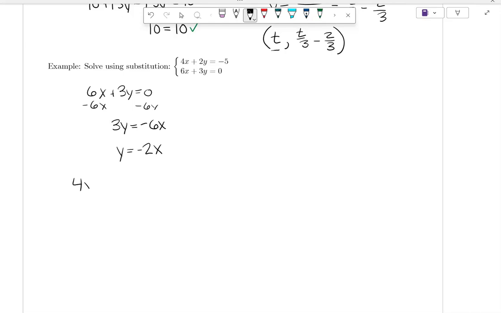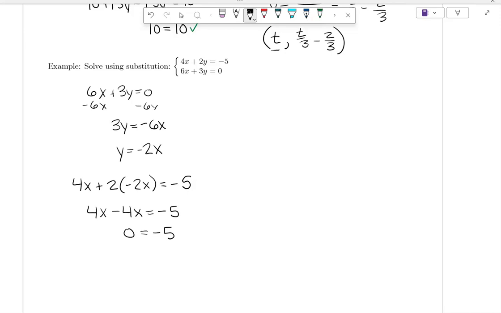So we'll do 4x plus 2 times negative 2x equals negative 5. So this time we're now trying to solve for x. When you multiply, you get 4x minus 4x equals negative 5. And then if you subtract those, you just get 0. So you get 0 equals negative 5.